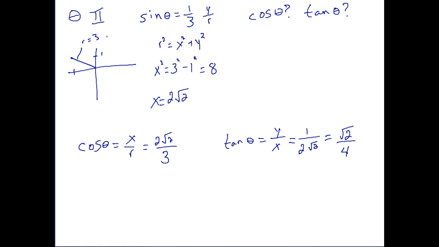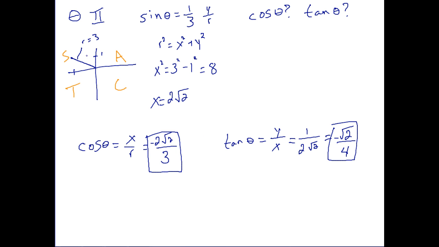But then we have to stop and wait for a second and ask ourselves, now, what quadrant are we in? We're in the second quadrant. So is cosine positive or negative there? And so we have to think to ourselves, the all in the first, sine in the second, tangent in the third, and cosine in the fourth. Well, since we're in the second, only sine is positive, so that means that really this is a negative 2 radical 2 over 3, and this is a negative radical 2 over 4.